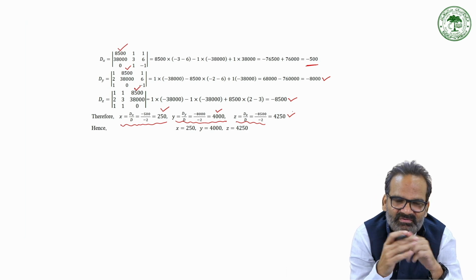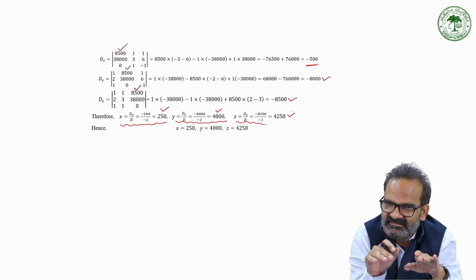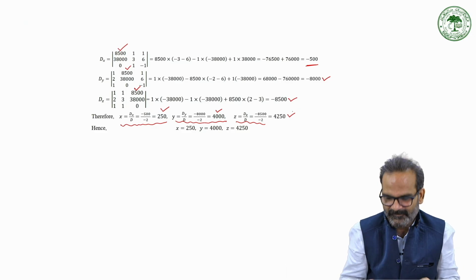These are the amounts which must be invested in three different accounts which are running at 2% rate of interest, 3% rate of interest and 6% rate of interest, right?